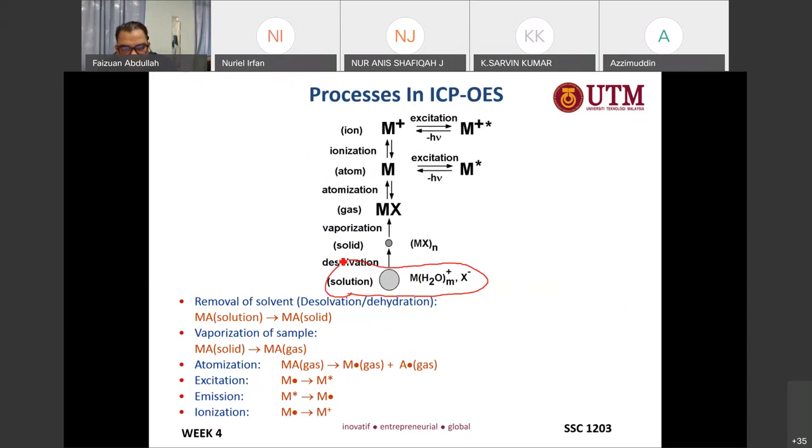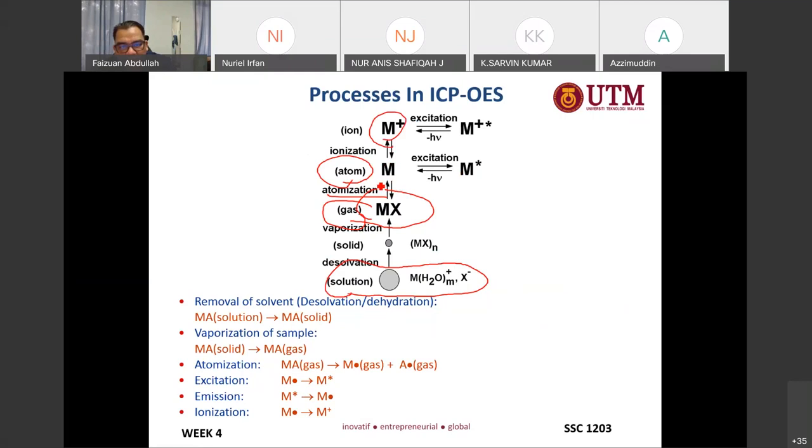And then it is vaporized, becomes atomized, undergoes atomization, becomes gas. Then it will be excited, it will be burned into atoms. After that, in the plasma, it is ionized, because it's very hot, and the atom will become an ion.